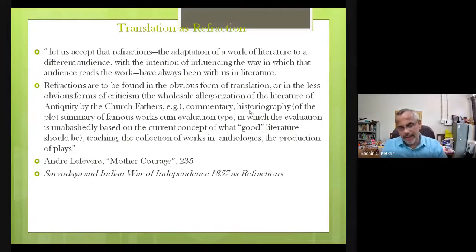So if you look at Sarvodaya, it should be seen not as verbal equivalents, but as a refraction of Ruskin in the Gujarati context. It is an adaptation of Ruskin's work for an Indian audience with the intention of influencing the way in which the audience understands Ruskin. Or if you look at how a Marathi book was translated into English, you have to see it as part of refraction. It was made a part of textbooks that freedom fighters would have to study if they were fighting for India using violent means, as against Gandhi, who emphasized non-violence.